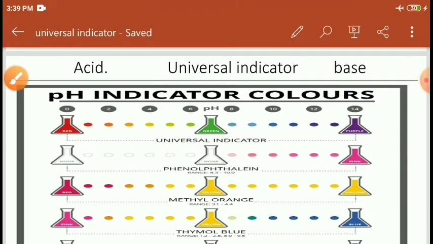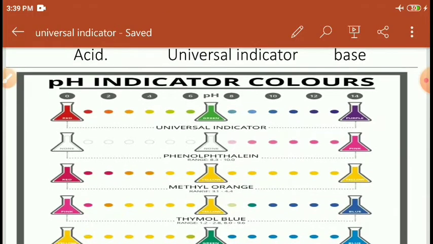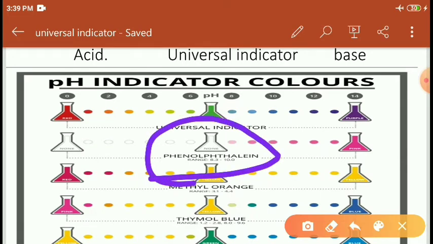Look here, students, this is one example of an indicator, phenolphthalein. Phenolphthalein is the one we most commonly use as a universal indicator. Universal indicator means it can be used instead of some other indicators. It is used for identification in all chemical reactions. Right, students?